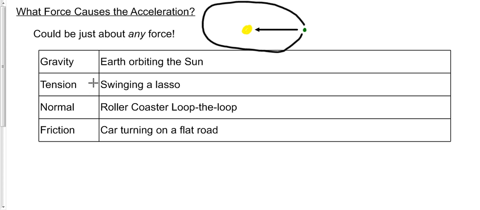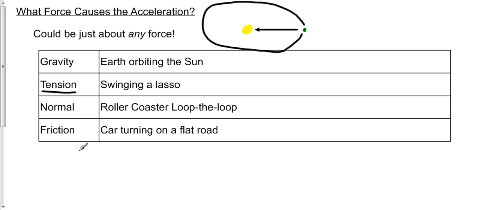You can also think about tension. If you imagine tying something to a string and swinging it over your head, you've got a circle going on there, and what's actually causing that object at the end of the string to go around? It's the tension force. So tension force causing an object to travel around in a circle.